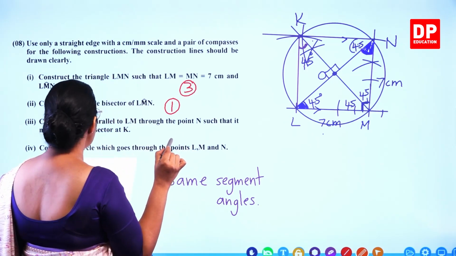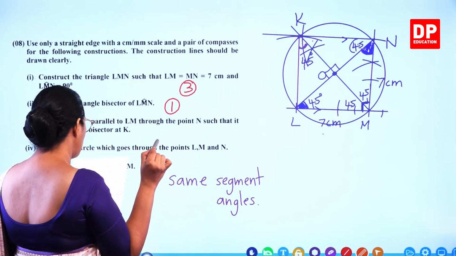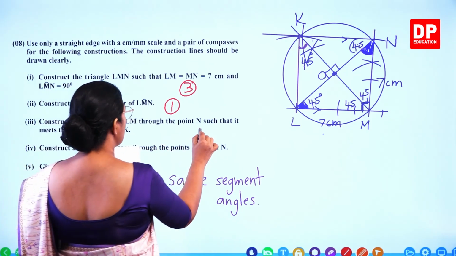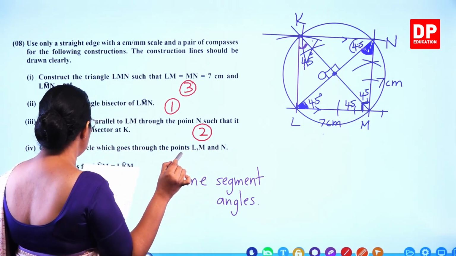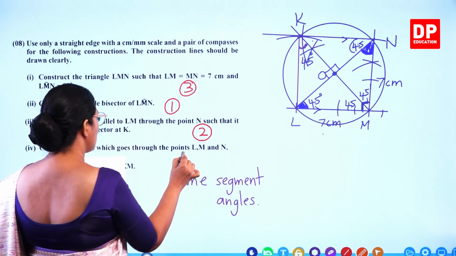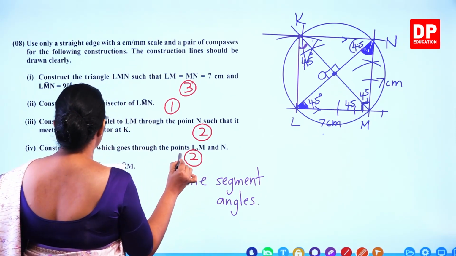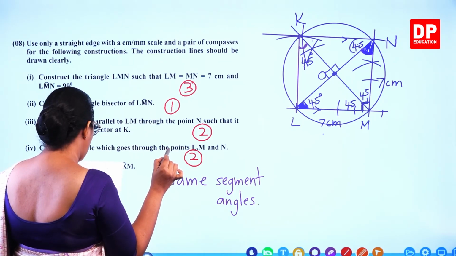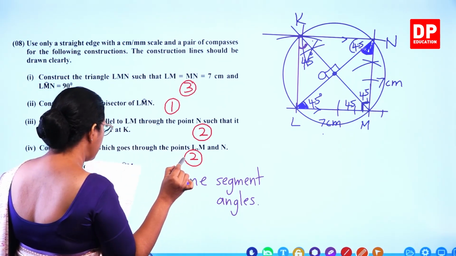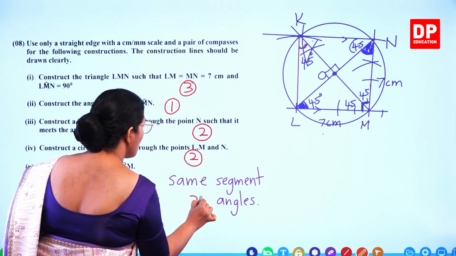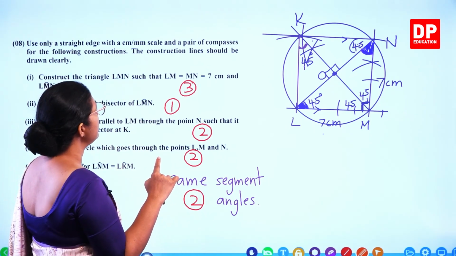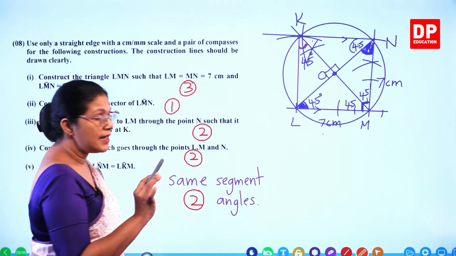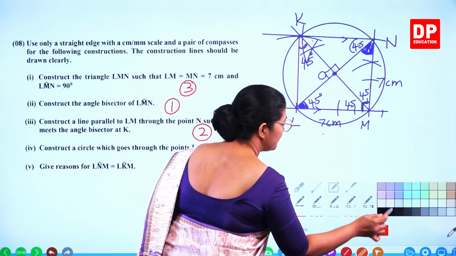And part 3, construct the line parallel to LM, that's 2 marks. And then the 4th part, constructing the circle, that's 2 marks. And then the last part, give the reason, that's also 2 marks. 2, 3, 4, 5, 6, 7, 8, 9, 10. Altogether 10 marks for this question.